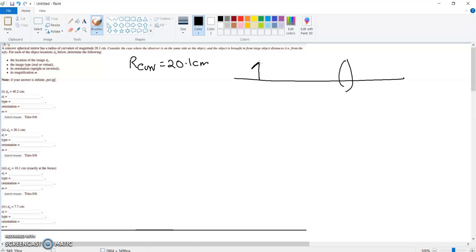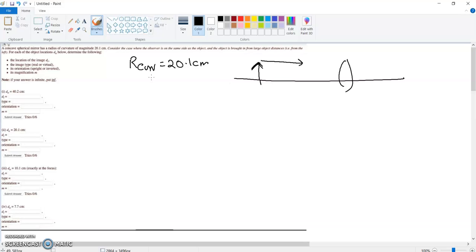I'm trying to bring the object from a large distance towards near to the mirror, that is from the left. For each of the locations of d naught below, determine the following. For questions like this, you know the radius of curvature. So now you're bringing your object from some location, probably 40.2, then 20.1, then 10.1, and then 7.7. There are four different locations at which you are bringing in the object.